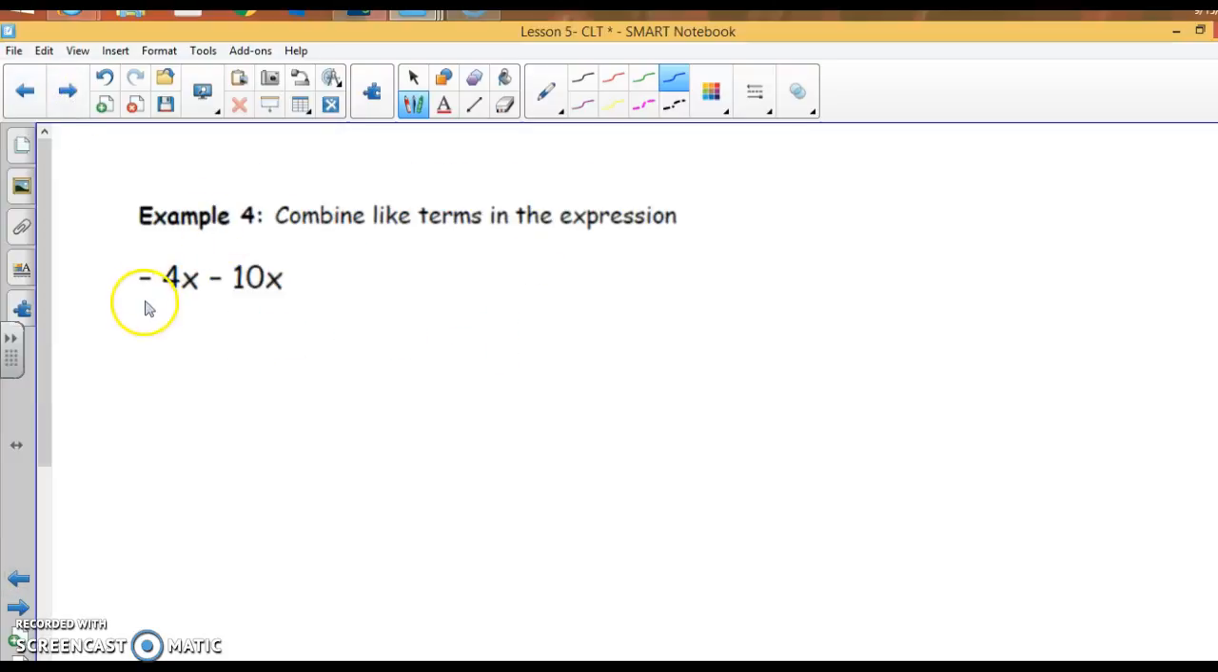All right, negative 4x minus 10x. They are like terms, and you think of it just like an integer. Negative 4 minus 10. Add the opposite, that's negative 14x.